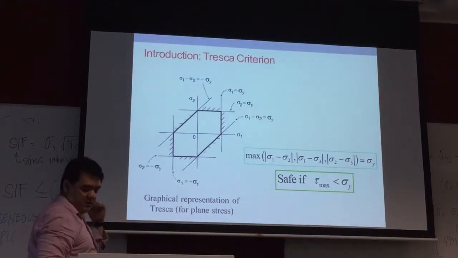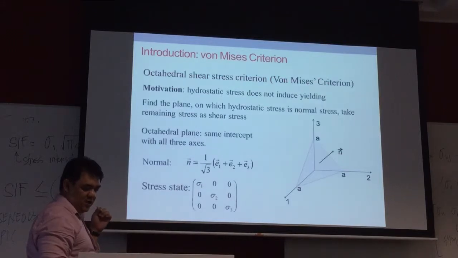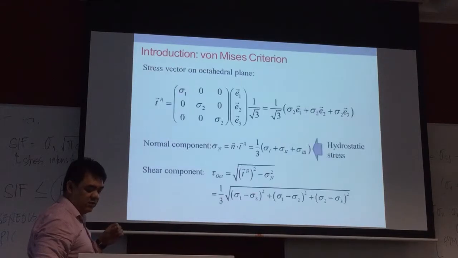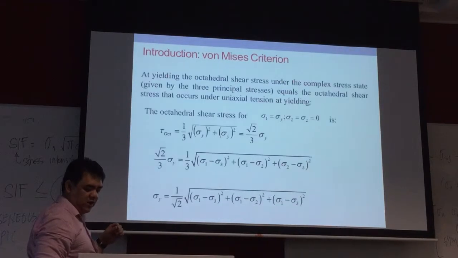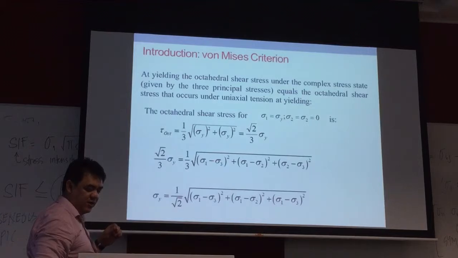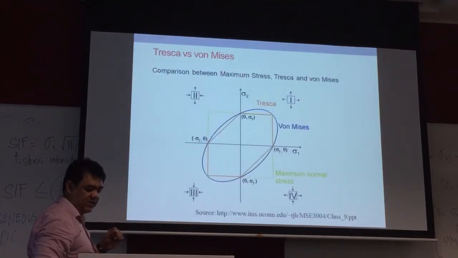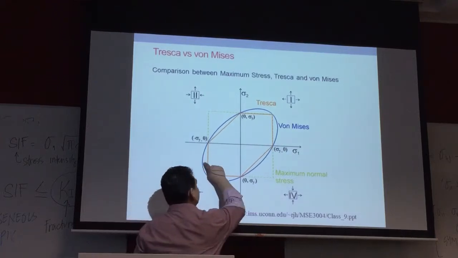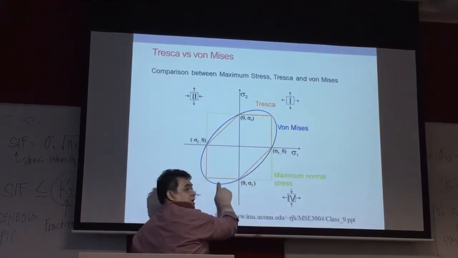The other criterion is the von Mises stress criterion. Okay, so you can read on this one here of the octahedral shear stress and so on, so you can derive your von Mises. So there you go. So your von Mises stress criterion is this one here.